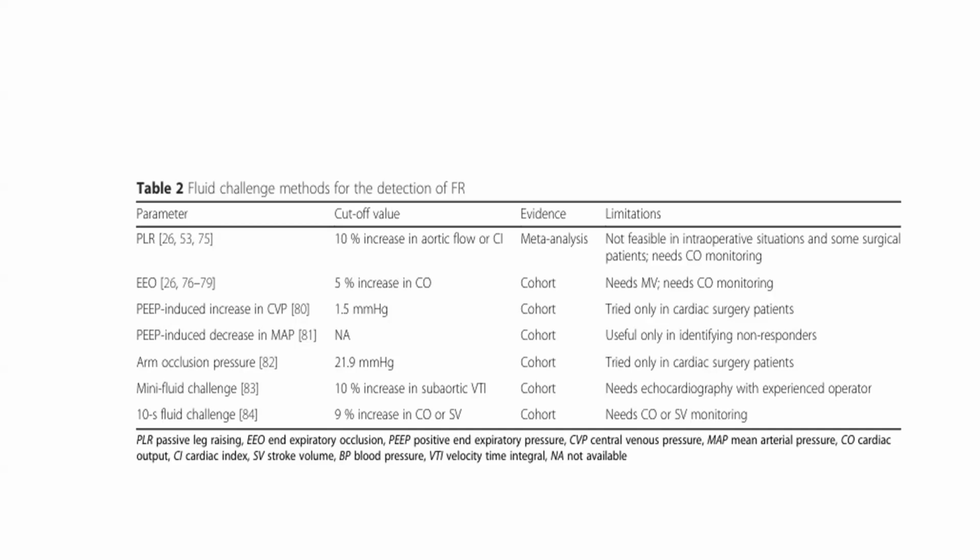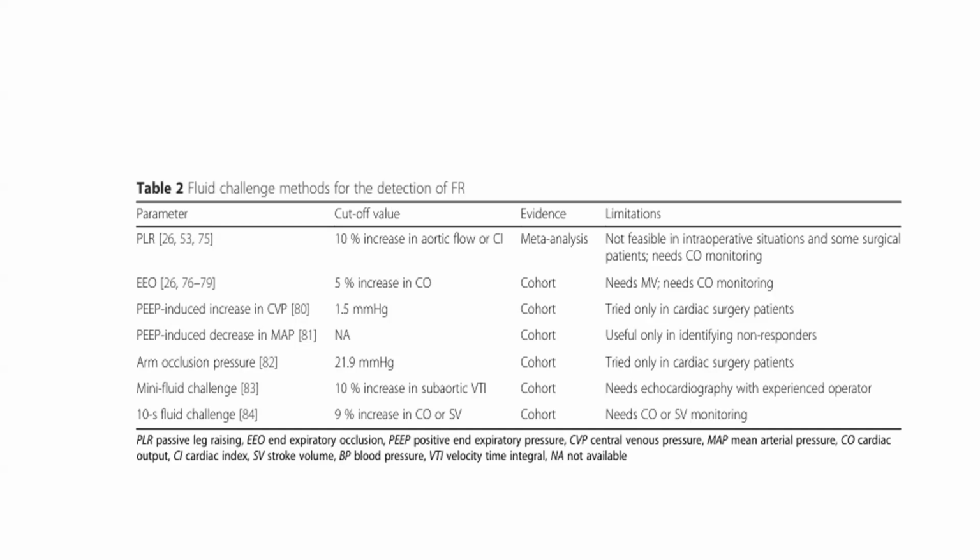It is not feasible in the intraoperative situation and some surgical patients need cardiac output monitoring. Now end expiratory occlusion, 5% increase in cardiac output. It needs mechanical ventilation, needs cardiac output. Now PEEP-induced increase in CVP. Cutoff value is 1.5 mmHg. Tried only in cardiac surgery patients.